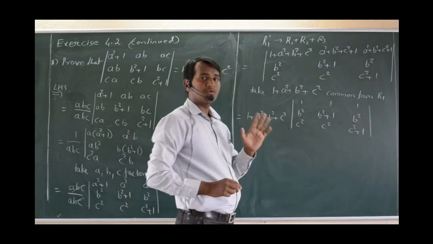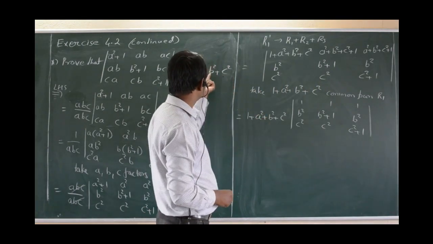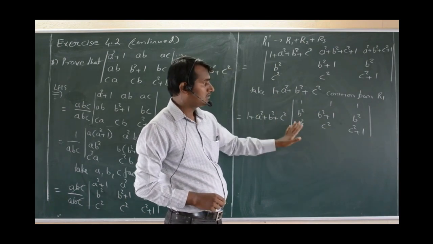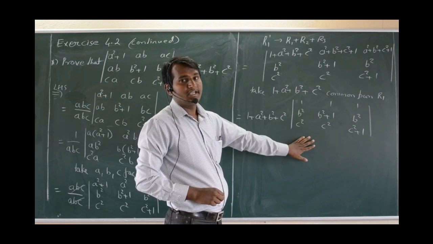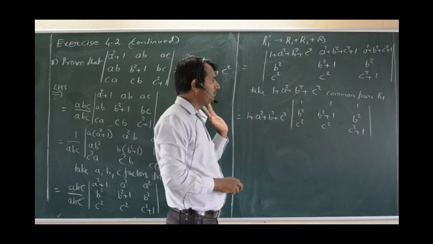Now the problem is very simple. This is what we require here: prove that the determinant value should be 1. Either you can solve it directly, but it will be a little bit tedious. Instead of that, we'll make use of properties. What properties can I make use of here?